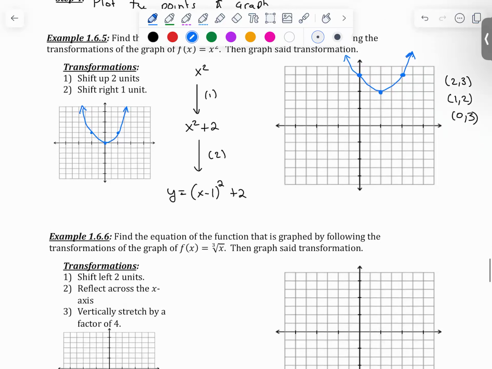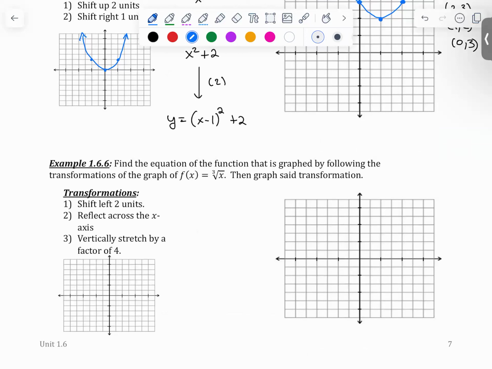Boom. Next, we're going to do 3 transformations on the graph of y equals the cube root of x. So we'll start with the cube root.